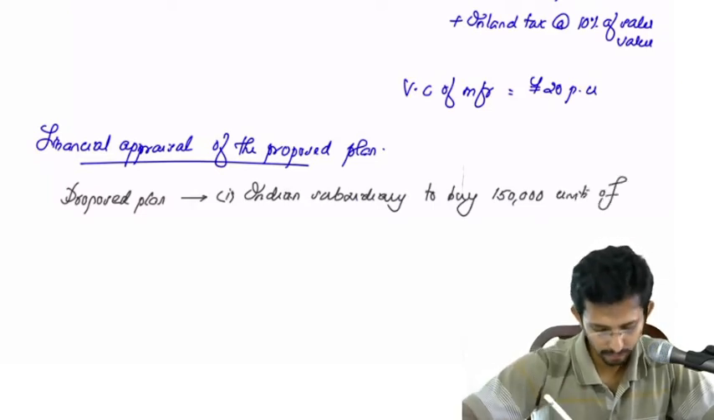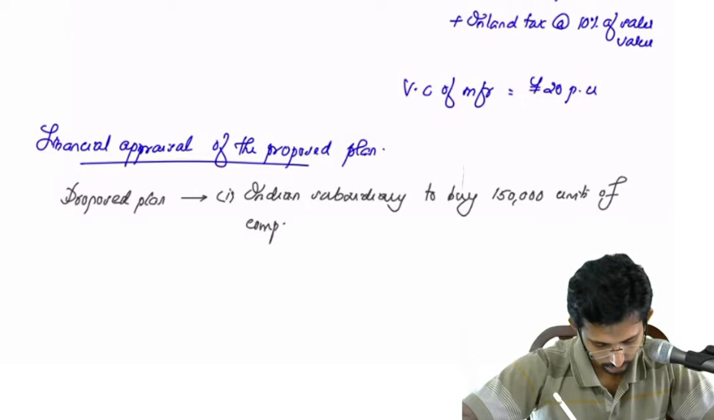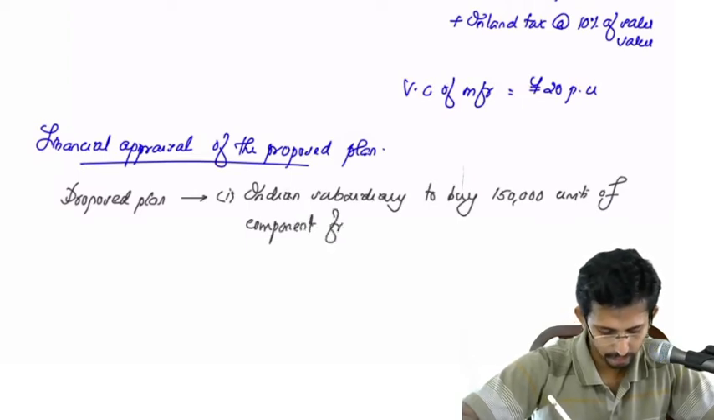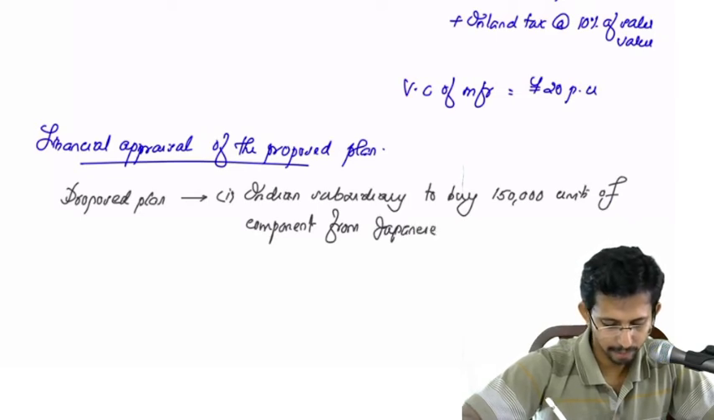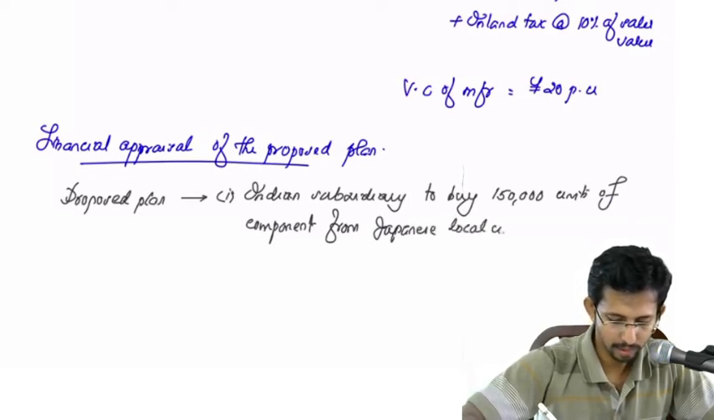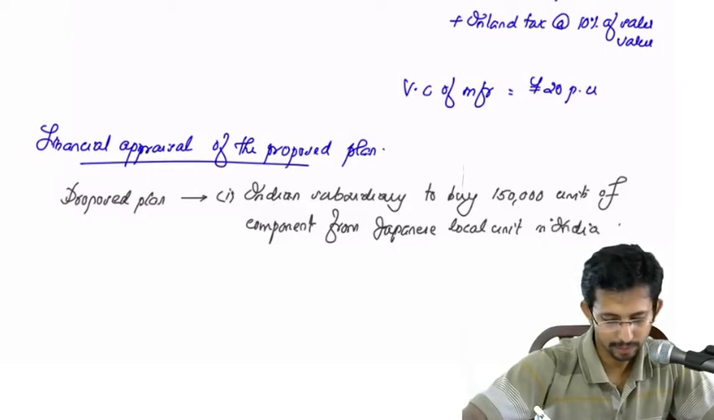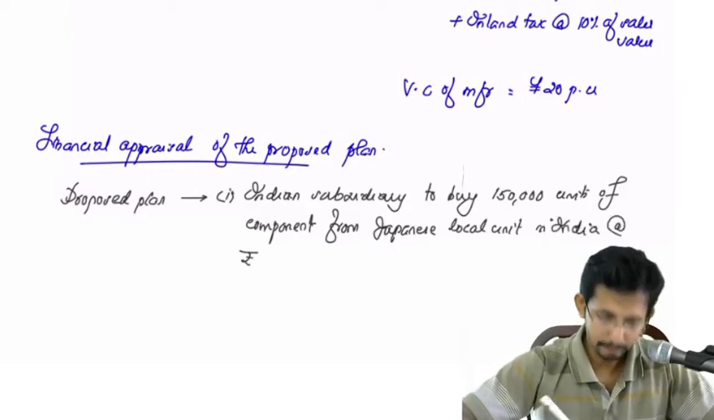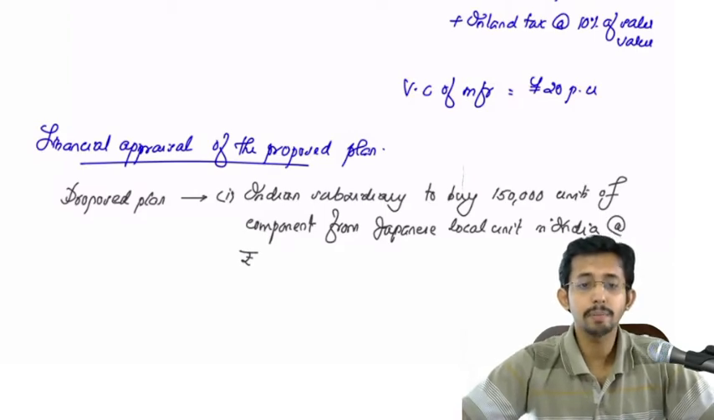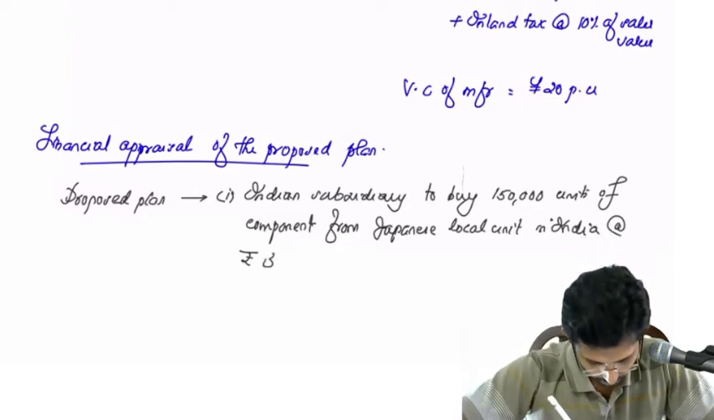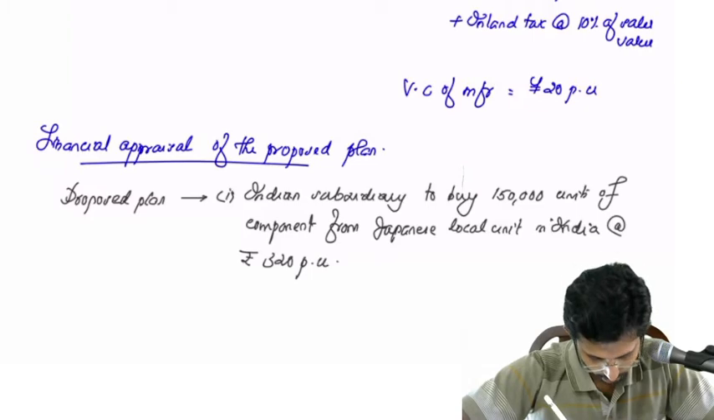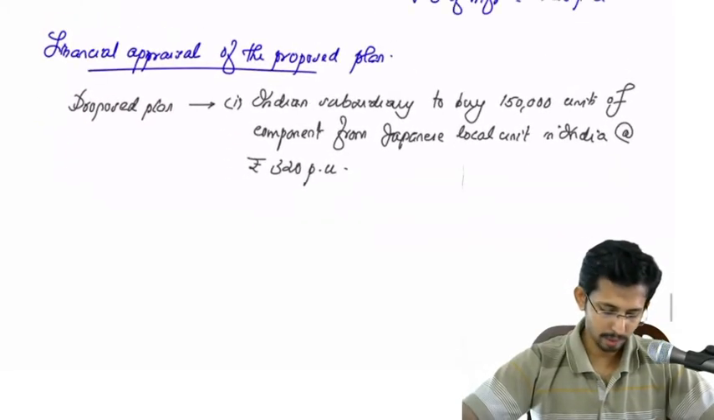units of component from Japanese local unit in India at rupees, what is the rate? 320 per unit. Okay, that is one aspect of the proposal.